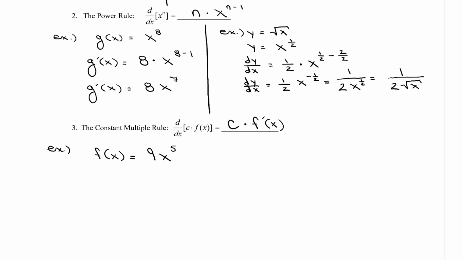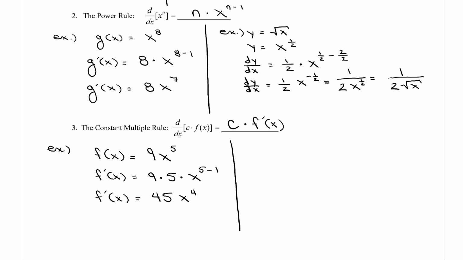So f prime of x would be equal to 9 times, and I'm going to take the derivative of x to the 5th, which will be 5 times x raised to the 5 minus 1 power. So f prime of x is equal to 45 times x raised to the 4th power. I'm going to draw a vertical line segment here separating the work that I did for my first example from my second example. My second example is y equals 7 over 3x raised to the 4th power.